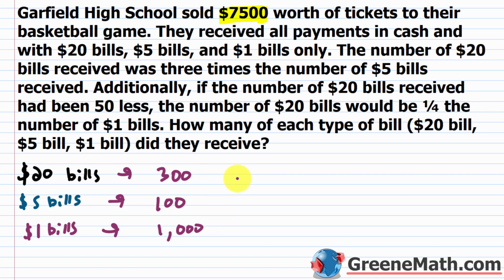Yes, 250 is 1/4 of 1,000, so everything checks out here. This is our correct solution. We're going to have 300 $20 bills, 100 $5 bills, and 1,000 $1 bills.